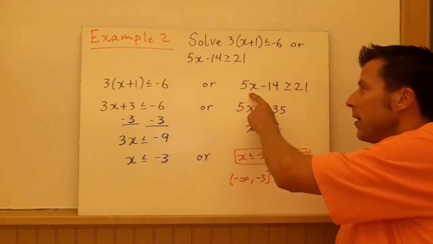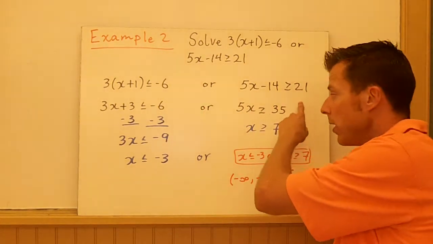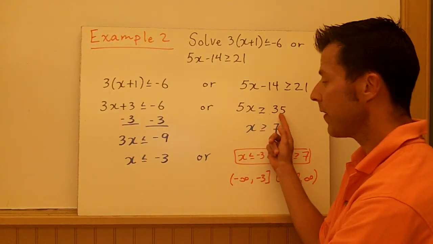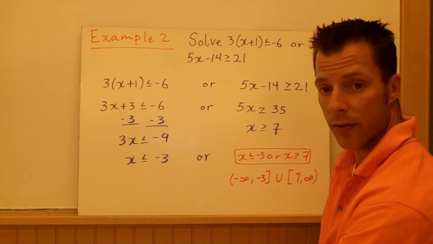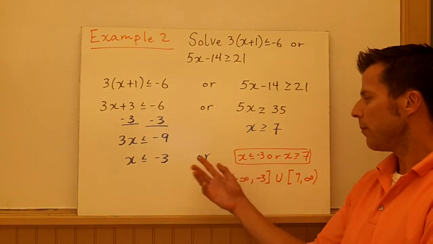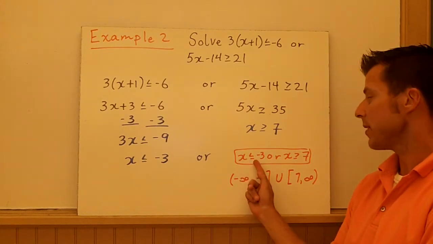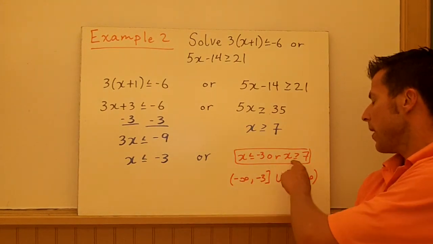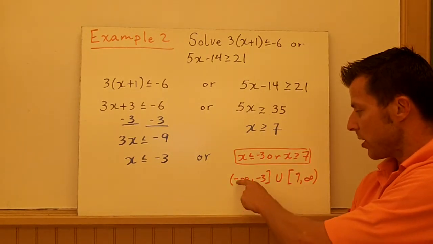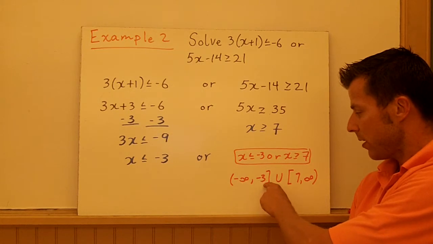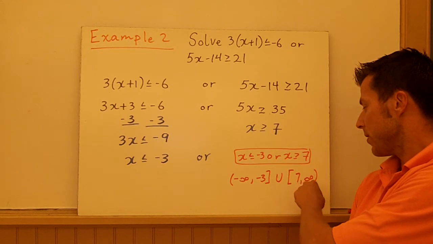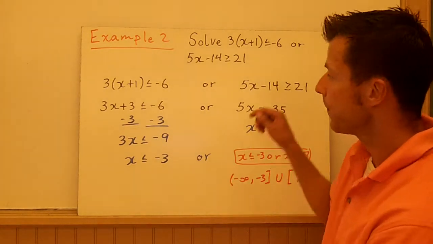We'll leave the OR statement. Here's 5x minus 14 is greater than or equal to 21. So 5x is greater than or equal to 35. That means x is greater than or equal to 7. So putting these answers back together, you have x is less than or equal to negative 3, or x is greater than or equal to 7. Here is the interval notation: from negative infinity to negative 3, you include negative 3 so you have a bracket, in union with 7 to infinity with the bracket.